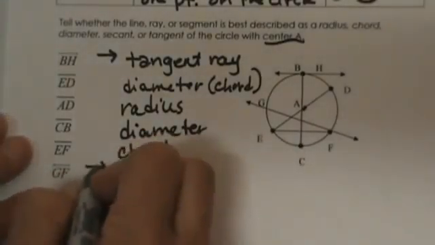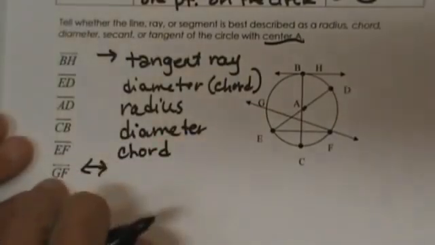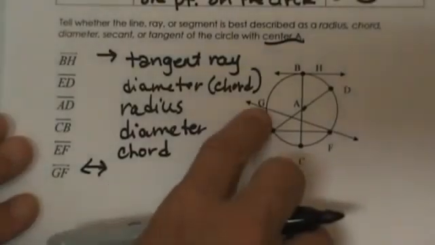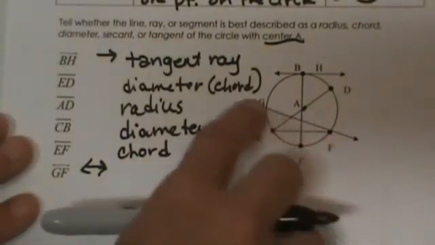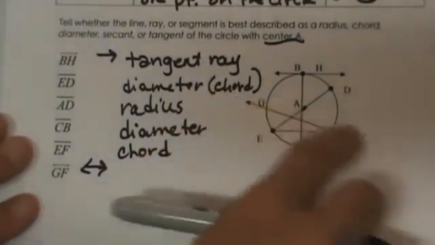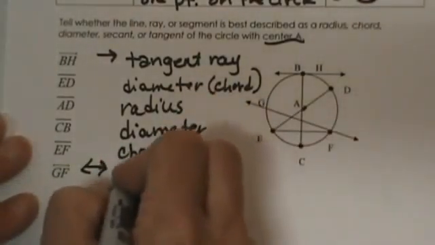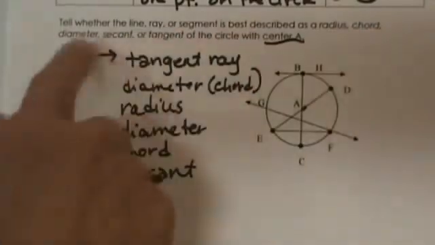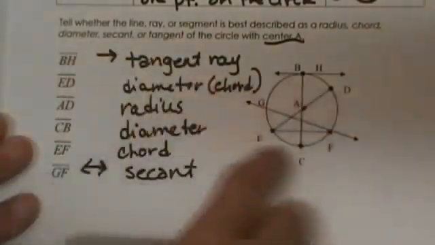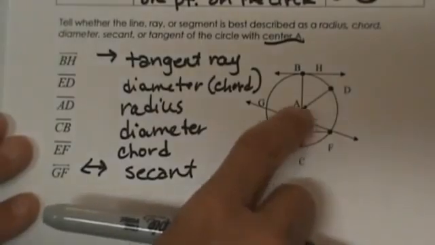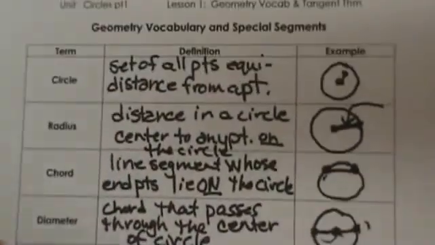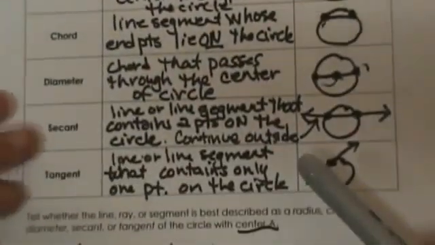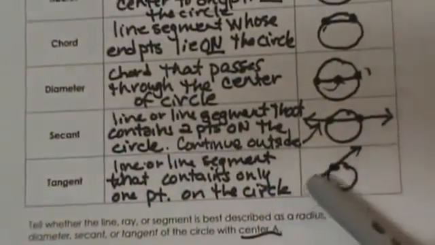And then EG. EG has these little arrows on both ends. That means it's continuous. The line continues in both directions. So that gives us a hint. GF goes through the circle, and it contains points on the outside. Therefore, it is a secant. Okay, so those are the terms: radius, chord, diameter, secant, tangent. And then, of course, we call this circle A because A is the center of the circle. So there's our geometry basic vocabulary. I'll scan back over that real quick, and there's all the information on those definitions.